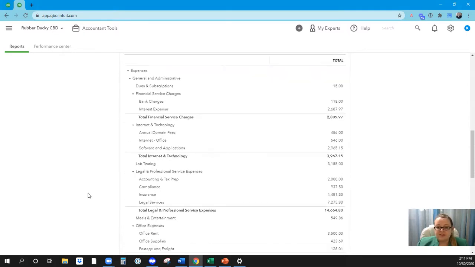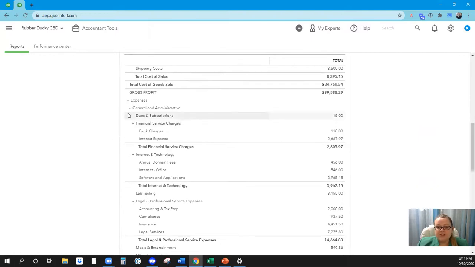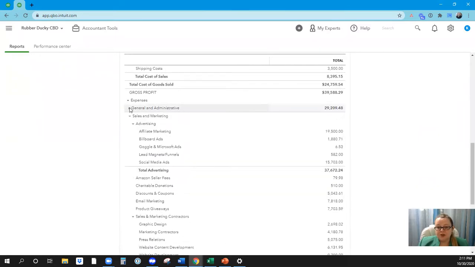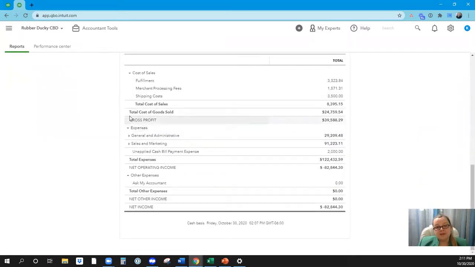So let's dive into the expenses section. The first thing that we do is we divide this into 2 high-level categories, sometimes 3. General and administrative is the first one, sales and marketing the next, and followed by the third often is payroll and related labor expenses.